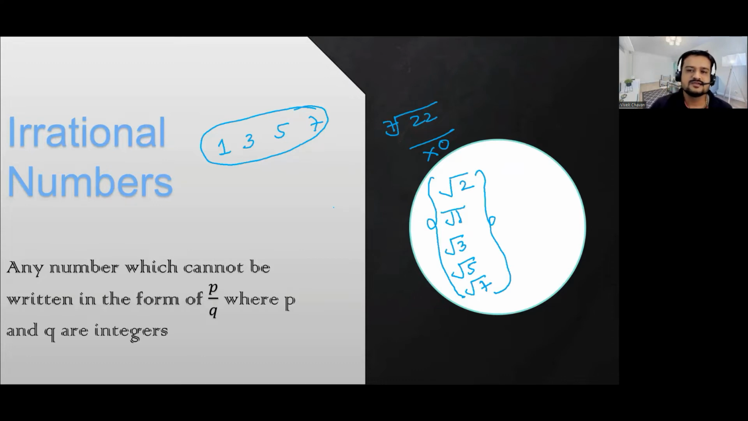Okay. So these are the examples of irrational numbers. Any number which cannot be written in the form of p by q, where p and q are integers, those are irrational numbers. This you will have to copy in the CW. Everything, the examples also and the definition also, in the CW.